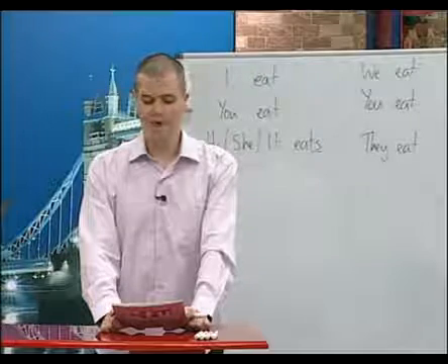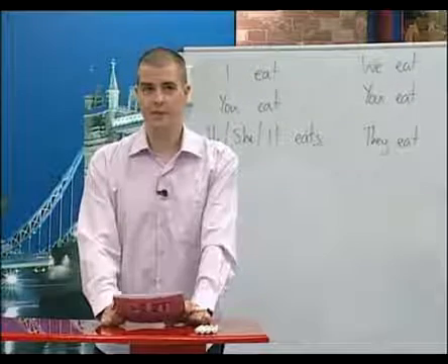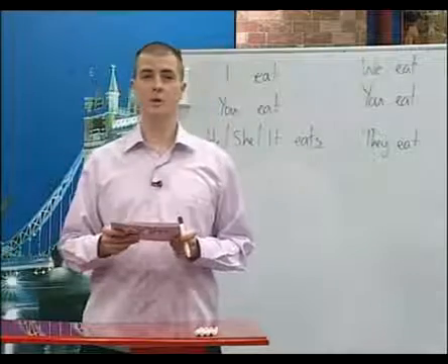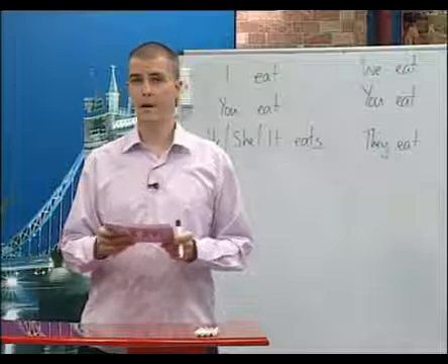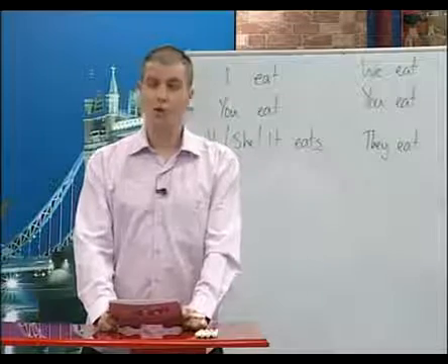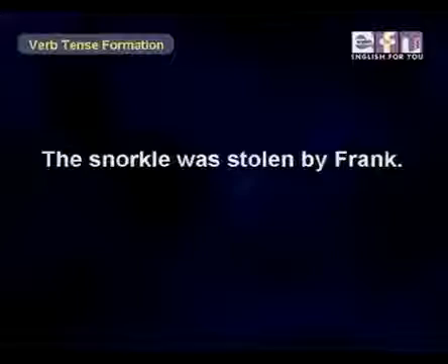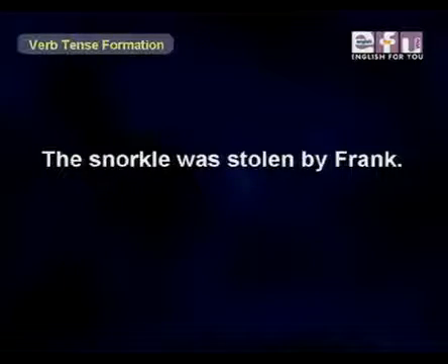To form the present perfect, we use have, has, plus past participle. Here's an example. We have dove here before. To form the past perfect, we use had plus past participle. The coral had disappeared before the divers arrived. To form the passive, we use is, are, was or were plus the past participle. An example, the snorkel was stolen by Frank.